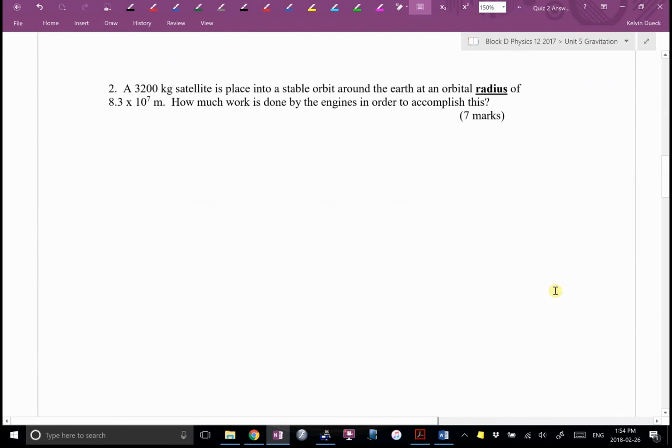Number 2. Isn't number 2 the same question as number 1? Well, except in number 1, I was nice enough to give you the speed, which made finding the kinetic energy a lot easier. Question number 2. Okay.